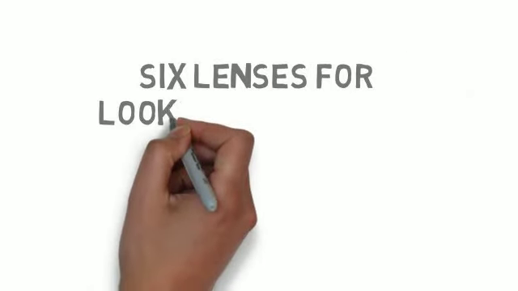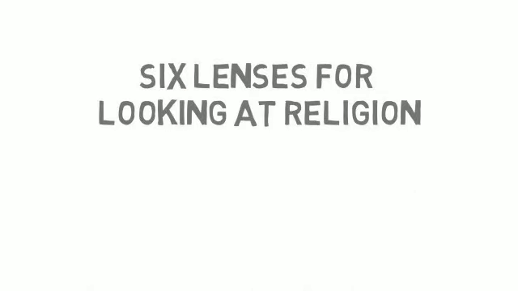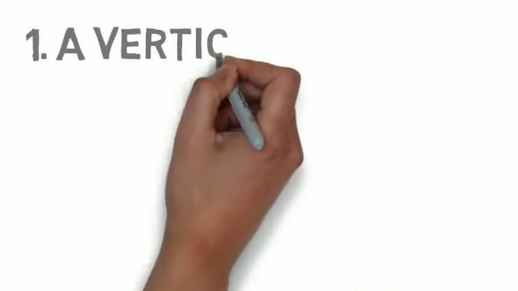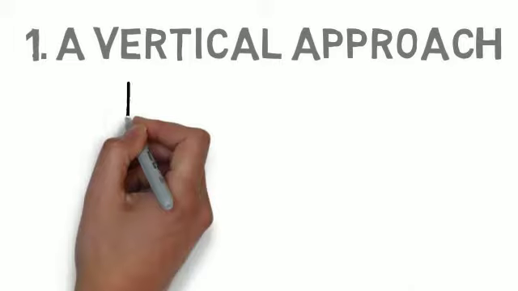In this short film, we're going to present 6 different lenses we can use to look at religion. Lens number 1, a vertical approach.